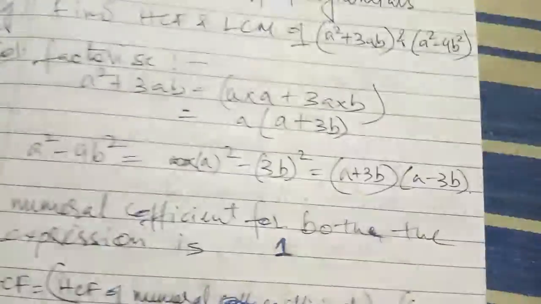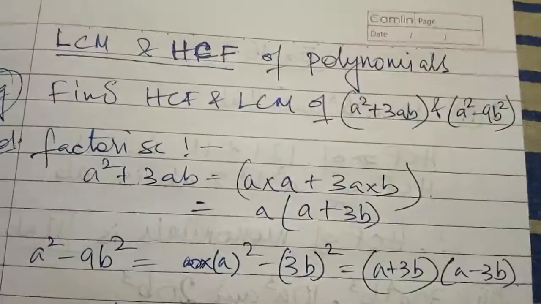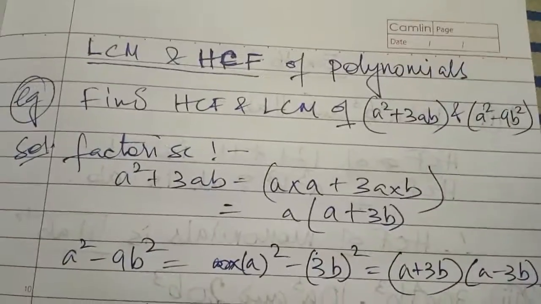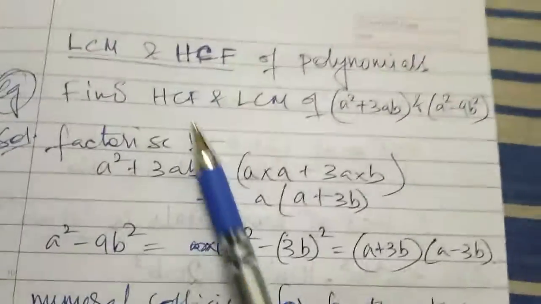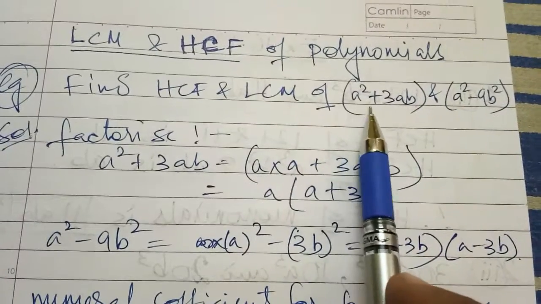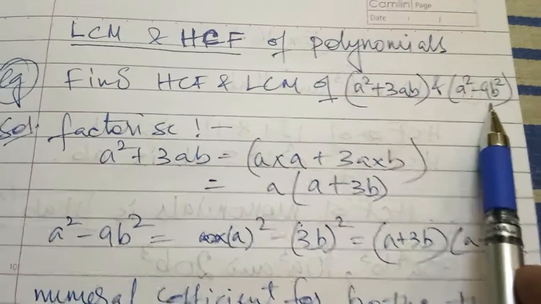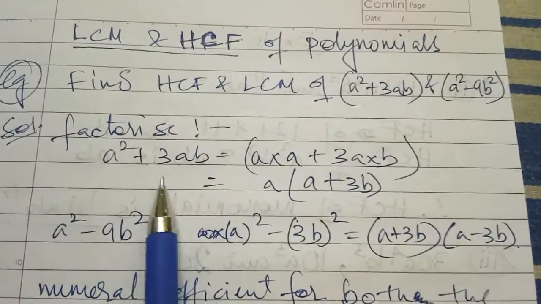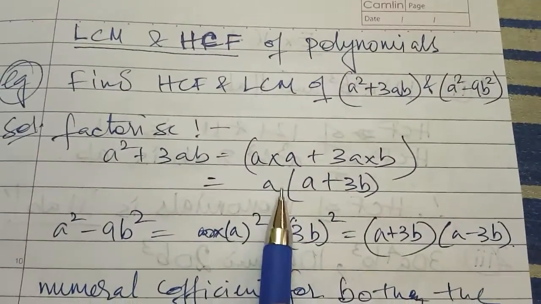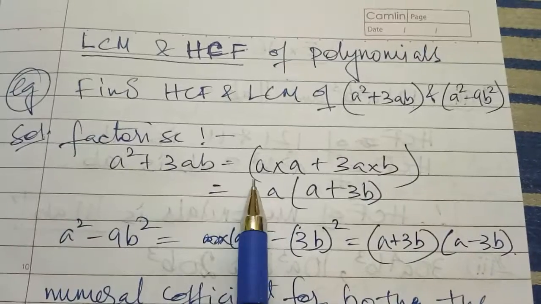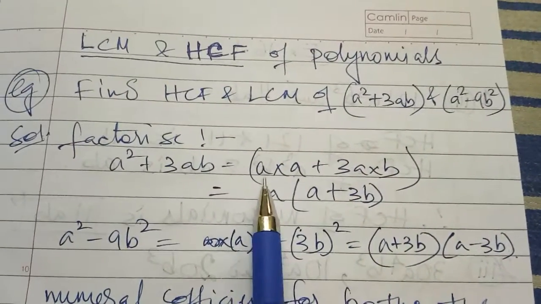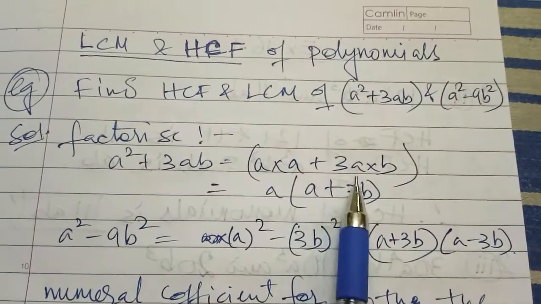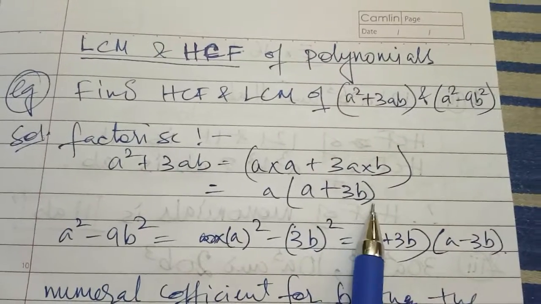How to find this was done for the monomials. Today now we'll do the polynomials. So what is given? Find the HCF and LCM of a square plus 3ab and a square minus 9b square. Now first you have to find the factorized form. See, I break down this one. From these two parts I can easily take a out. If I take one a from here, then the remaining is a, and from here I have taken a, so 3b will be remaining.